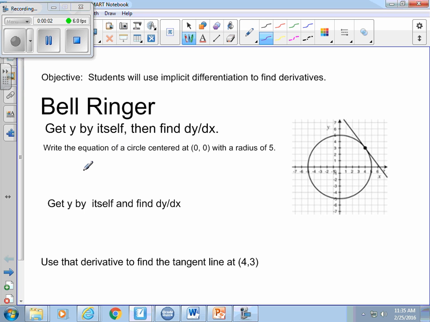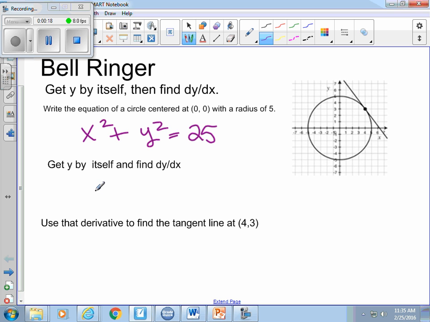Equation for the circle centered at 0, 0 with a radius of 5. What did we get? x squared plus y squared, right? Get y by itself and find the derivative. So we get y squared equals 25 minus x squared. Is that what we got? Square root. So y is plus or minus the square root of 25 minus x squared.